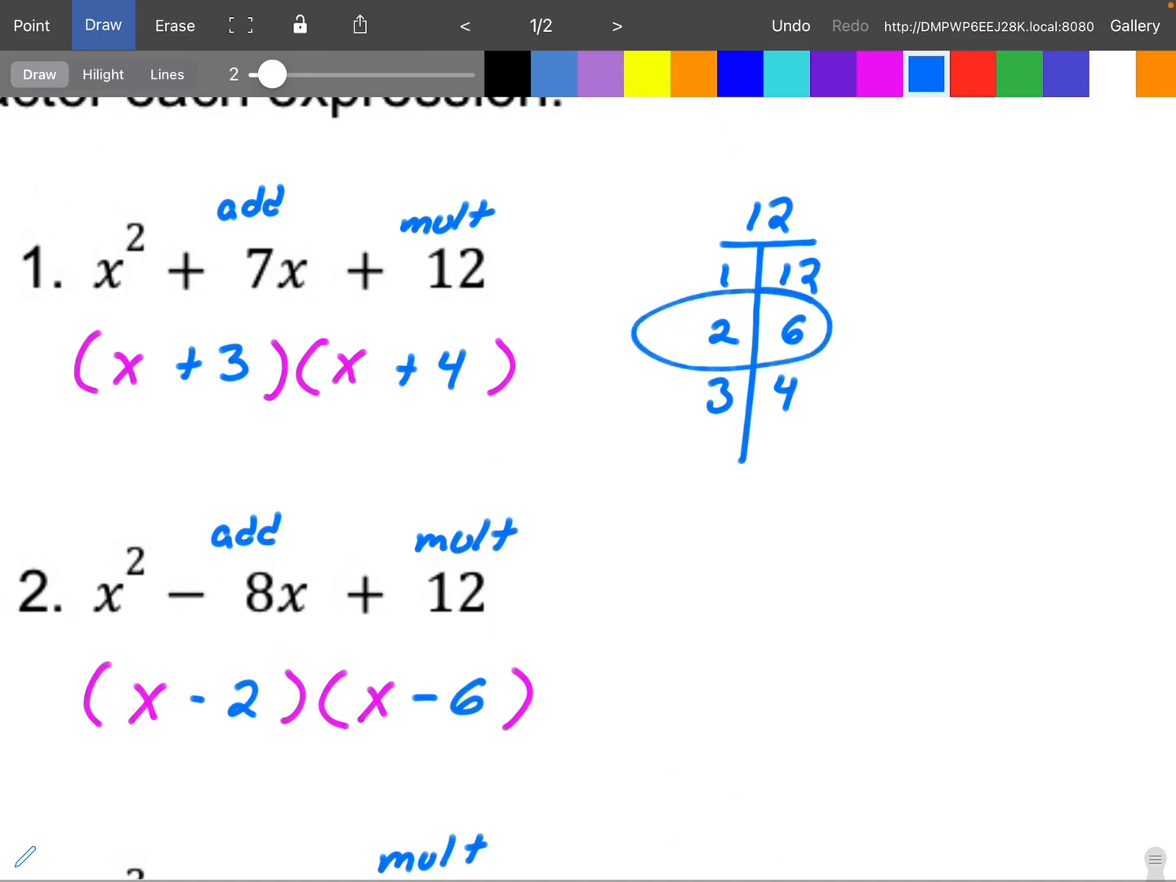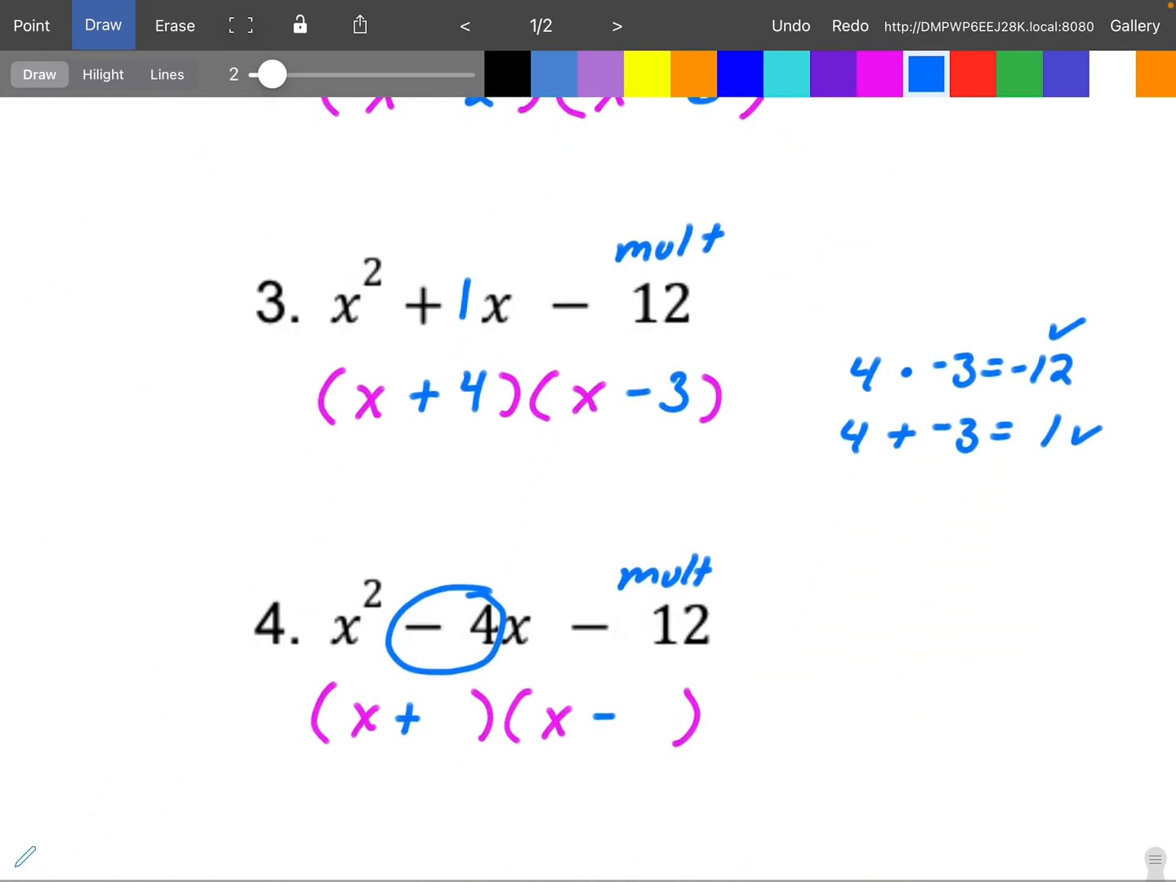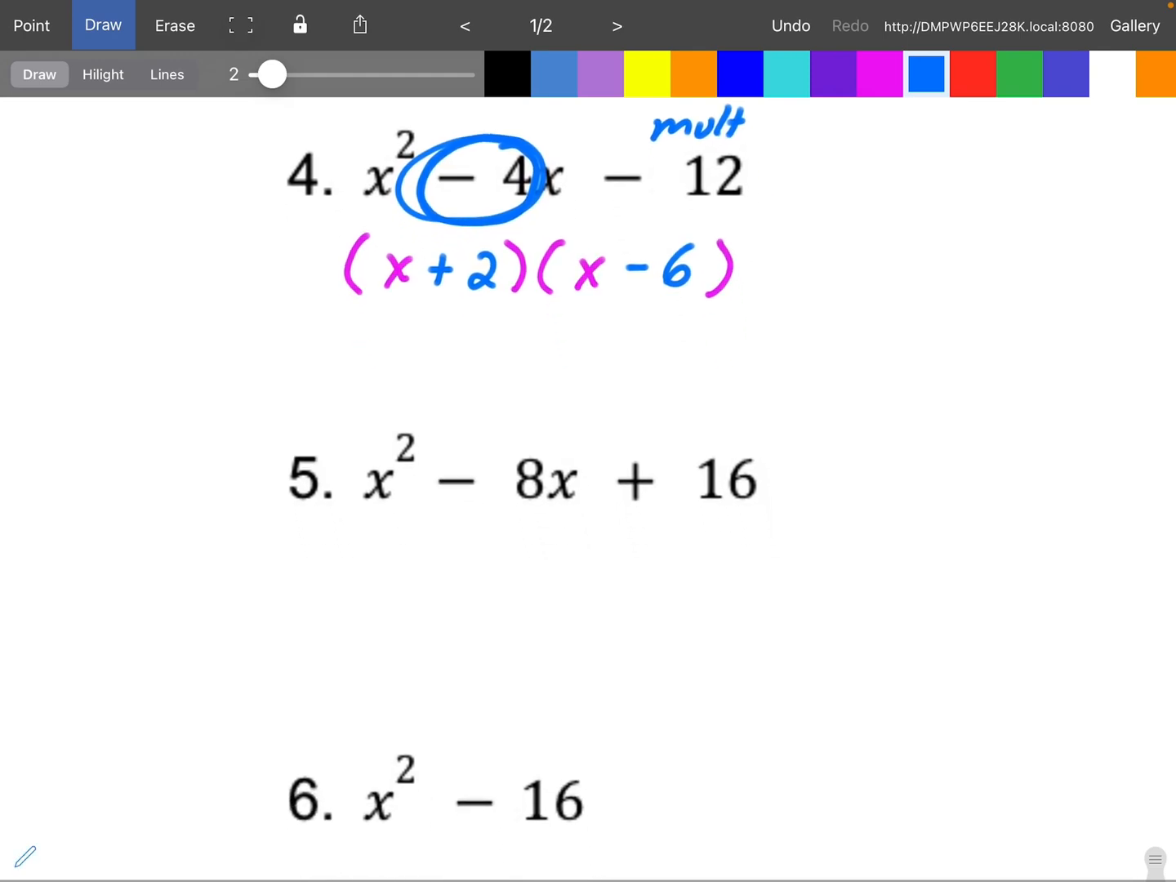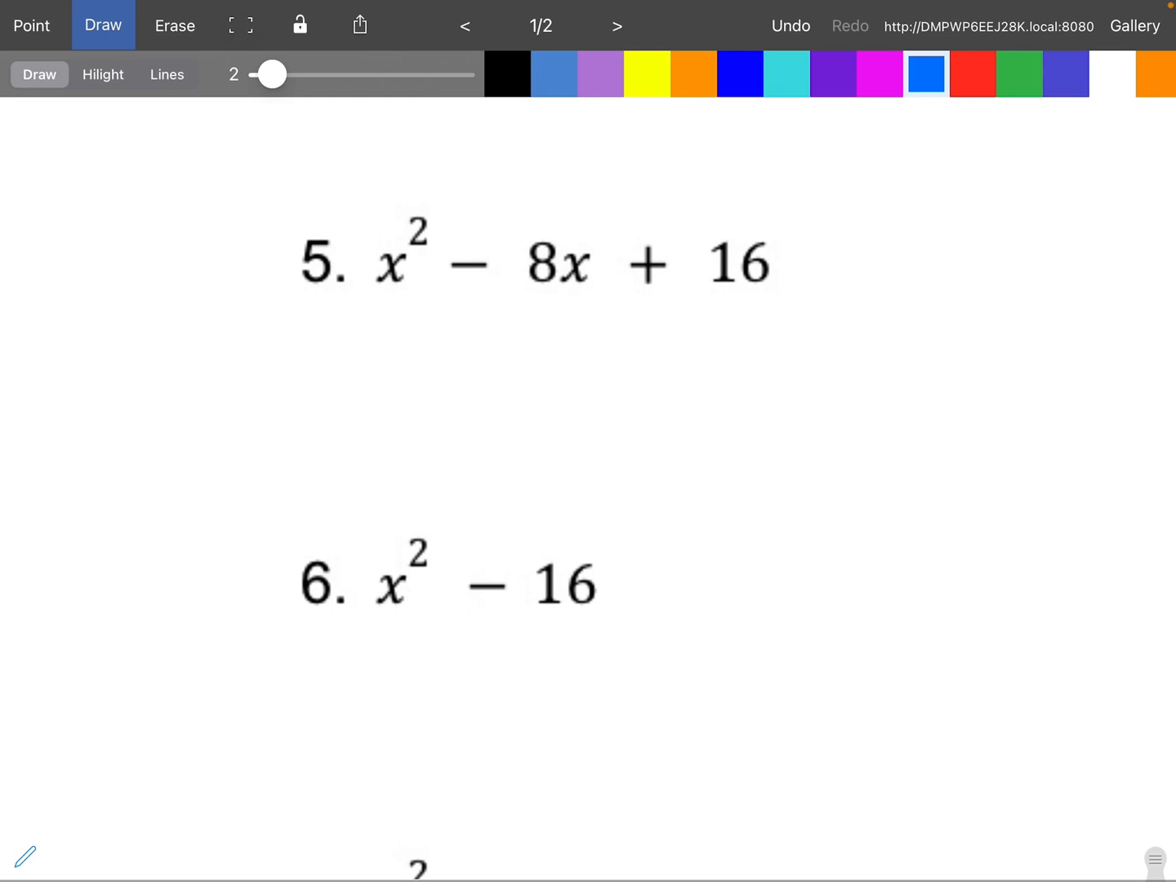Well, 2 and 6 would subtract to give us 4. But we need to be, again, careful with our signs. Since I'm going to use 2 and 6, but they're going to subtract to give me a negative 4, that means the bigger number needs to be negative. So that means the 2 is going to be positive and the 6 is going to be negative. All right, so we're done with 12. Let's move on to something else.